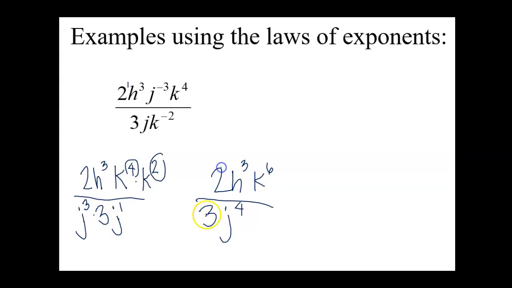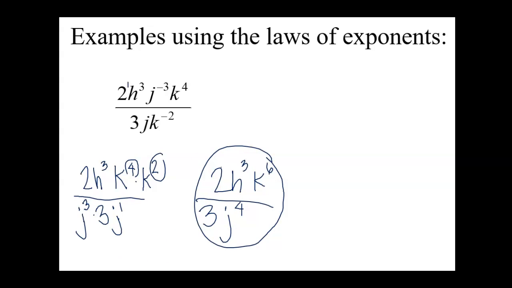Now the numbers 2 over 3, those won't reduce at all. So I will just leave that as 2 over 3. And now I have h with one exponent, k with one exponent, and j with one exponent. So there's nothing else I can do to simplify here. So that would be my result.